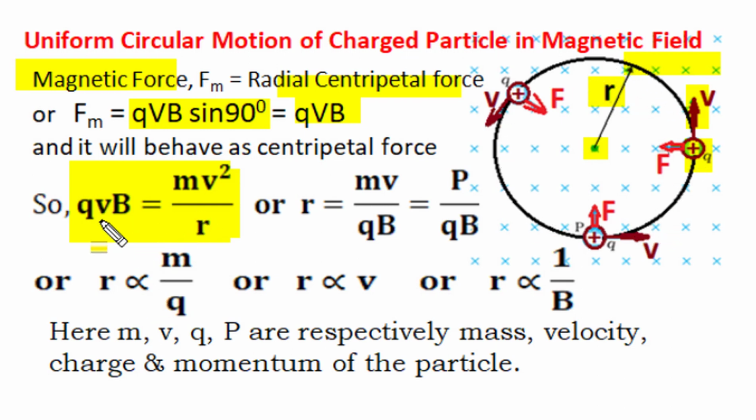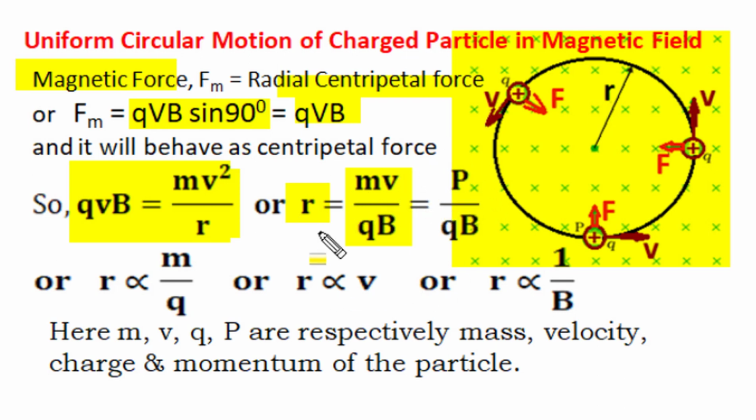Now this balance of inward magnetic force and centrifugal force mv square by r results in the radius of circular motion given by mv upon qB, where m is the mass of the moving charged particle, v is the linear tangential velocity of the charged particle, q is the charge of the moving particle, and B is the existing normal magnetic field flux density. The product of mass and velocity is known as linear momentum. So we can say the radius of uniform circular motion of a charged particle in a magnetic field is linear momentum divided by the product of charge and flux density.